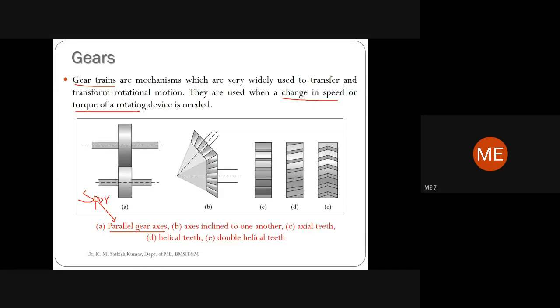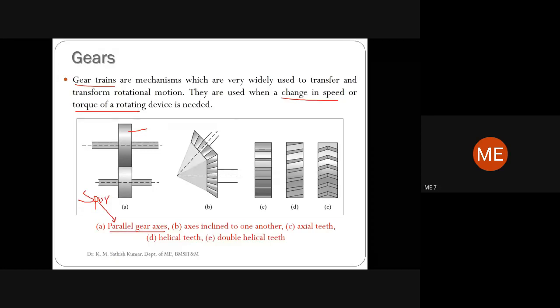Now we know that whenever two gears are there, the common terminology is that the larger one is called the spur wheel or a crown wheel, and the smaller one is called the pinion. This is the pinion, this is the driver, and this is the driven. This is the general meaning of a gear train, the basic concepts of mechanical elements which you have done in your first or second semester.